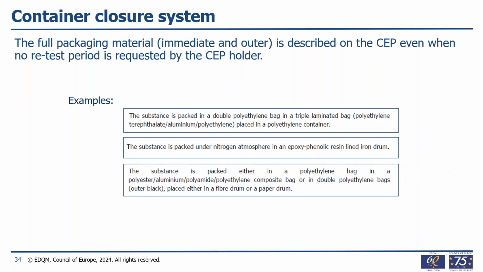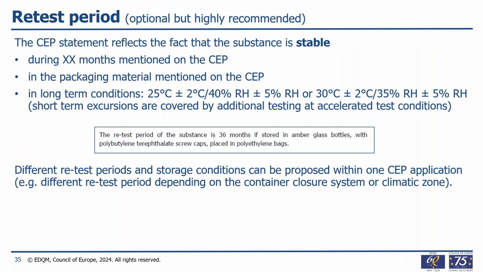Sometimes alternative packaging may also be included and stated on the CEP. For example, the substance is packed either in a polyethylene bag, in a polyester aluminum composite bag, or in double polyethylene bags, with the outer bag placed in either a fiber or paper drum. Retest period is optional, but it is highly recommended.